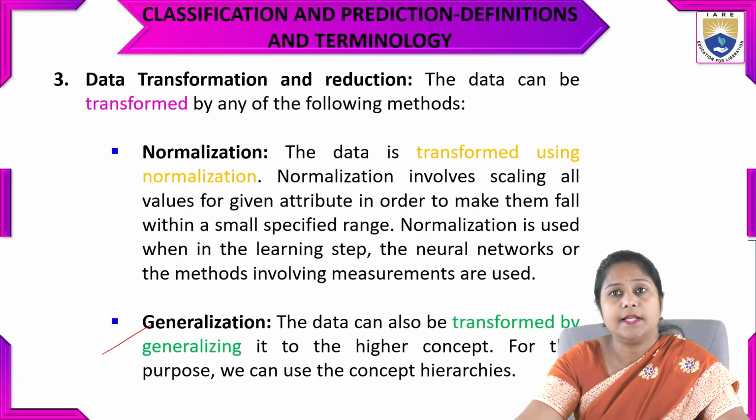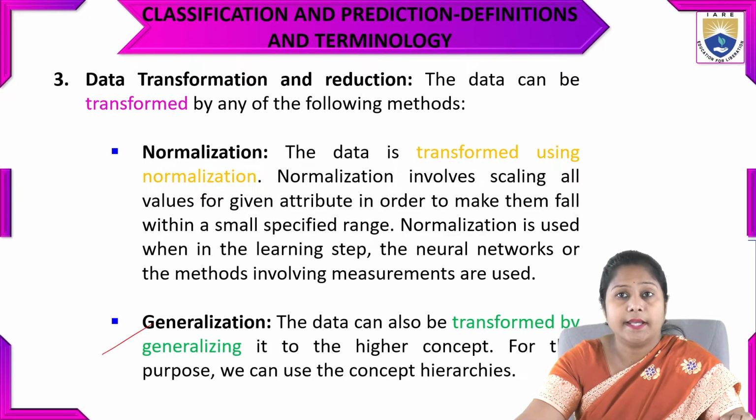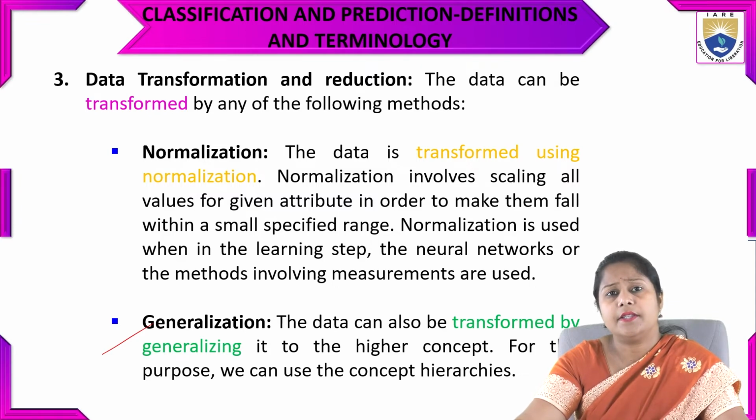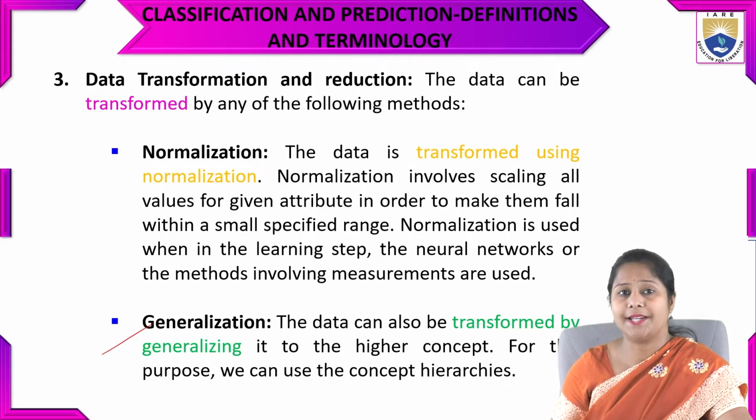The data can also be transformed by generalization. That is the second step. On a higher concept level, we have to do the generalization. For that, we can use the concept hierarchy. As we have seen in the earlier lectures how to do the concept hierarchy, that will be a logical depiction of that particular data set. In that we can do the normalization, and in that we can transform the data.